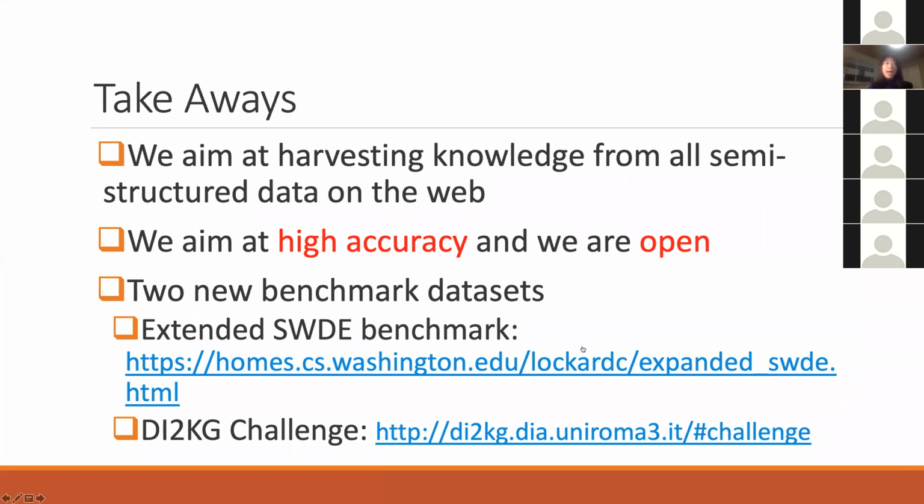And I would like to advocate for 2 benchmark data sets. The first one is an extended SWDE benchmark. So SWDE is the benchmark I mentioned, and we significantly extended the benchmark with a lot of annotations on new attributes. And the second one is DI2KG, data integration to knowledge graph. This is a challenge benchmark, and it gives you data set not only to play with knowledge extraction, but also about knowledge alignment, knowledge integration.